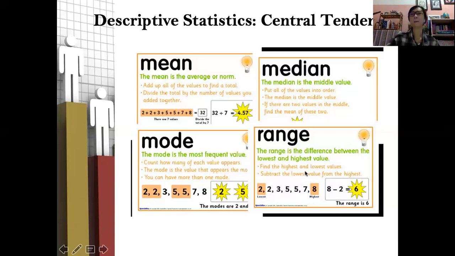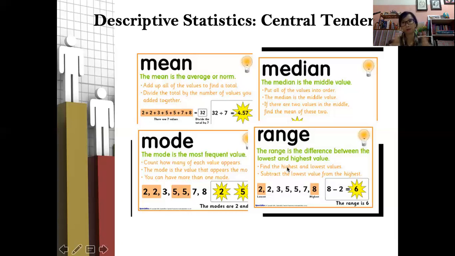So when you talk about mean, median, and mode, you talk about values somewhere in the middle of your data set. Somewhere in the middle of the data set. So that's why we call it central tendency, because it has the tendency to be located in the central part or in the middle.